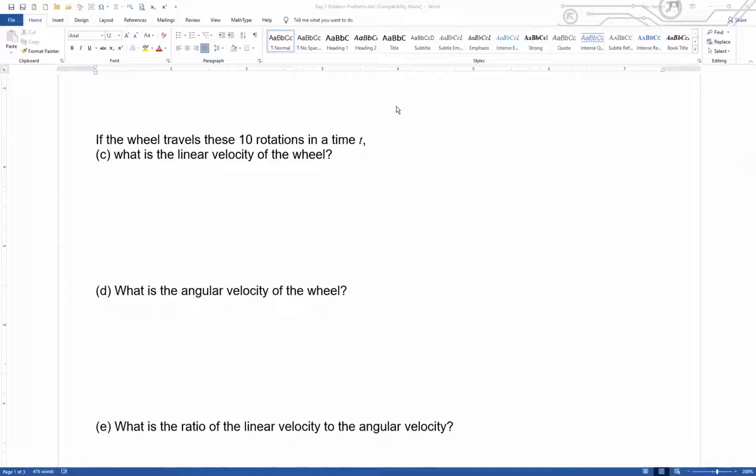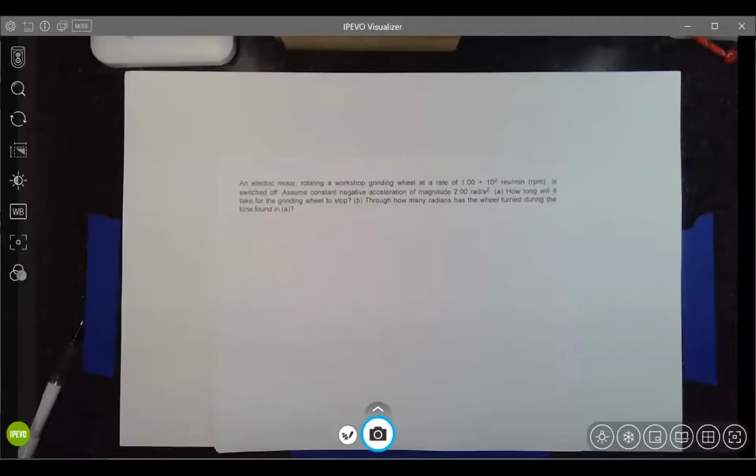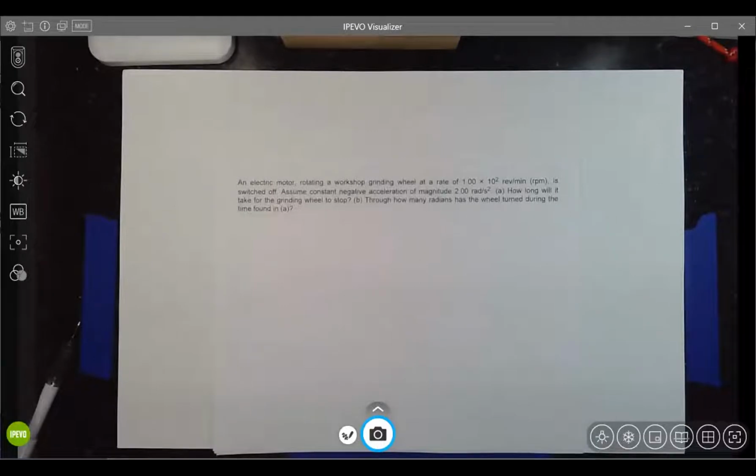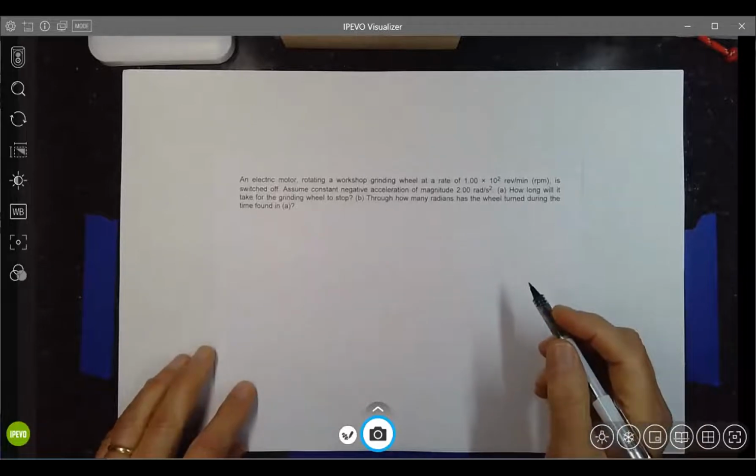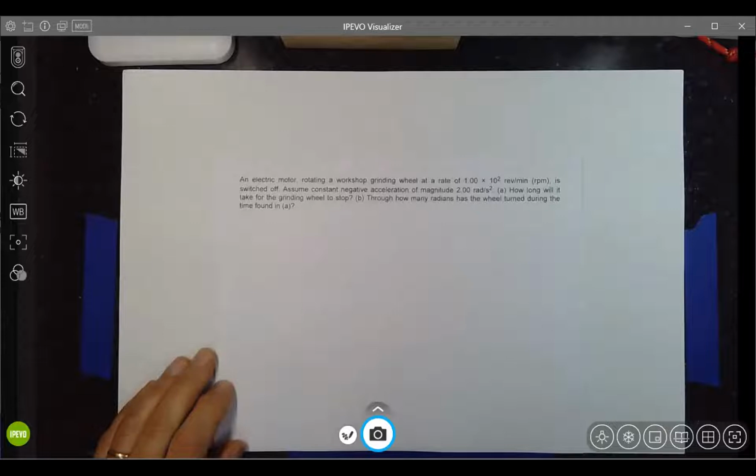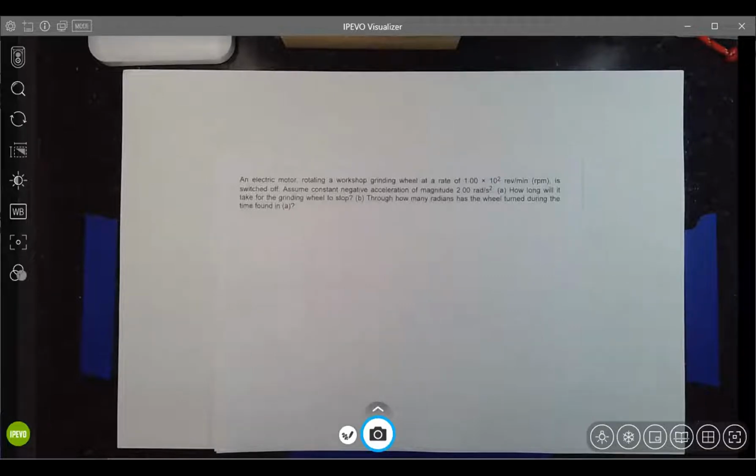Now I'm going to jump on to this thing and solve some problems. And when I do these problems, I'm going to kind of model, at least on the first one, the way that I want you to write homework solutions this quarter. They're not going to be as detailed as they were last quarter. And in fact, you may find it just as fast to do them by hand, especially if you're not familiar with the equation editor. But here we have an electric motor rotating a workshop grinding wheel at a rate of 1.00 times 10 squared revolutions per minute is switched off, and assume constant negative acceleration of magnitude 2.00 radians per second squared.